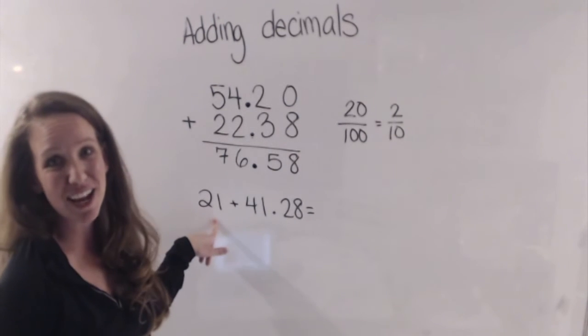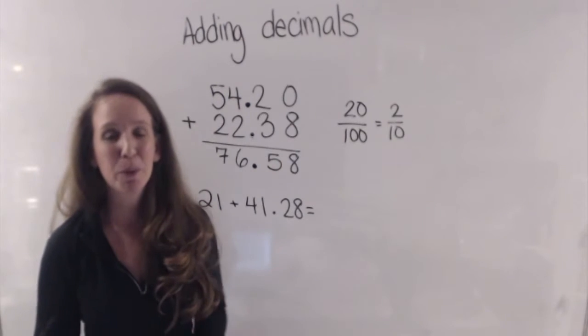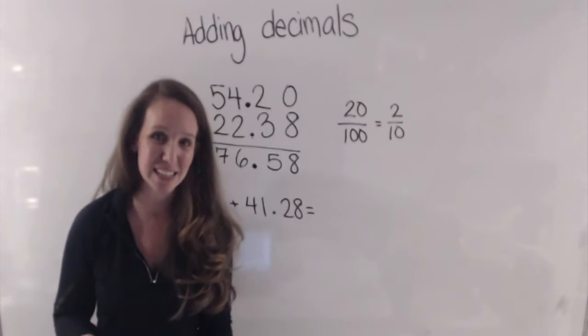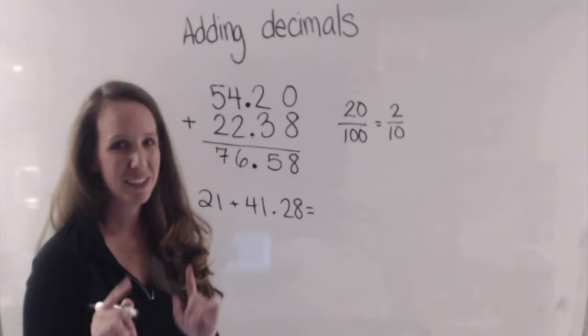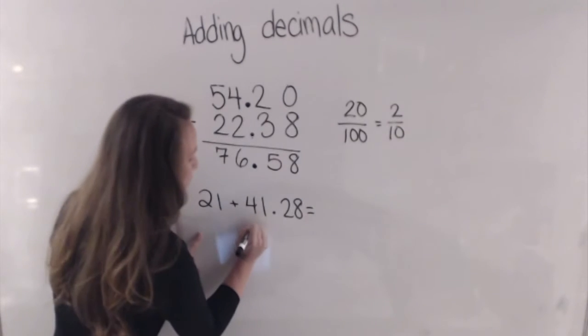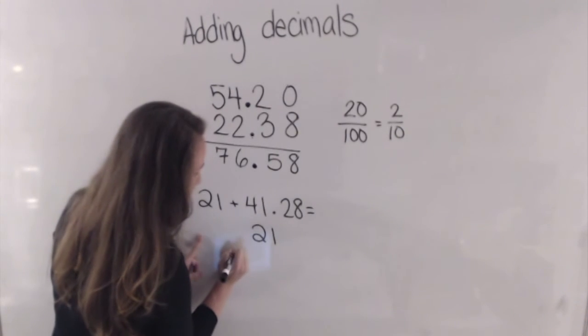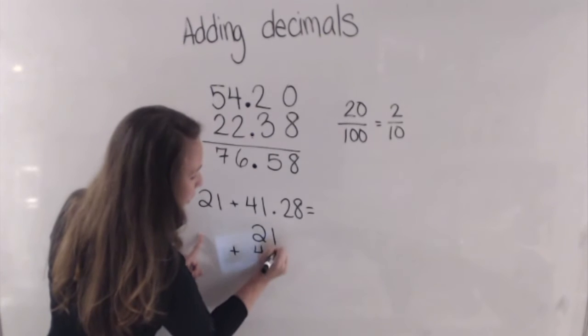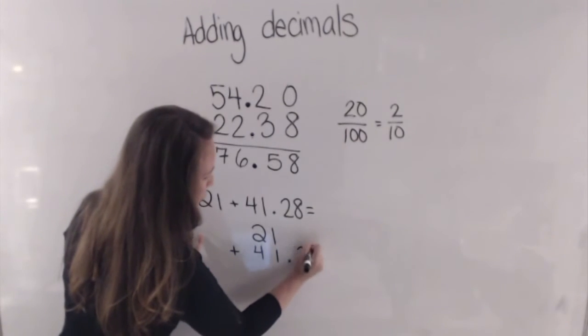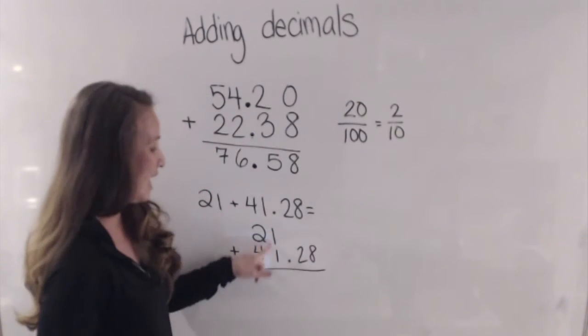If you said that's not a decimal, you're right. But remember, we can write it as a decimal, putting an invisible decimal place. So let's rewrite this lining it up. 21 plus 41 and 28 hundredths. I lined up my ones.